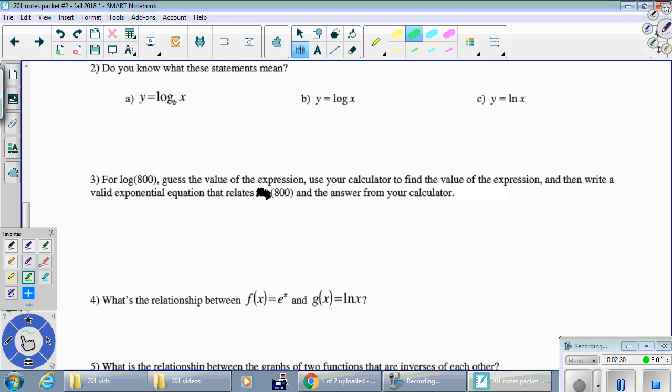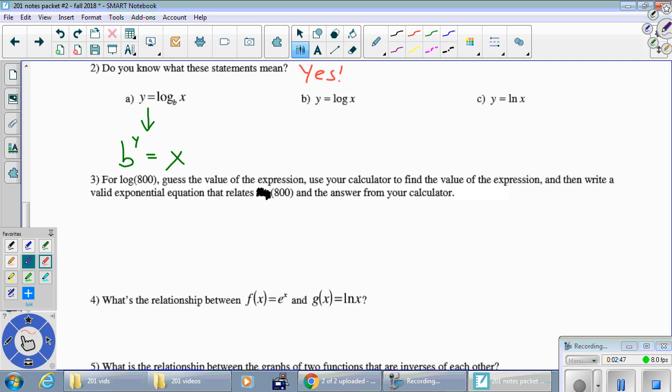Okay, number 2, do you know what these statements mean? I sure hope the answer is a resounding yes, but let's make sure. Y equals log base b of x. We just have to know sort of the pattern here. This equation is equivalent to b to the y equals x.